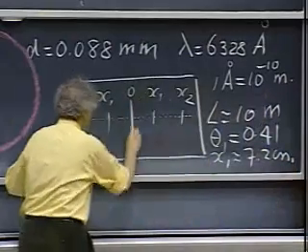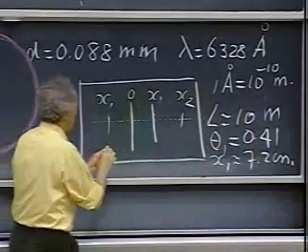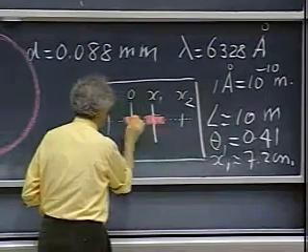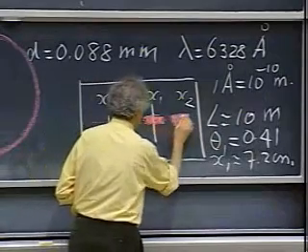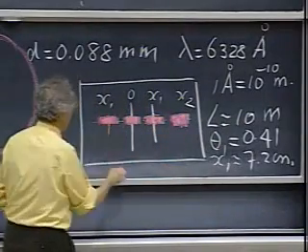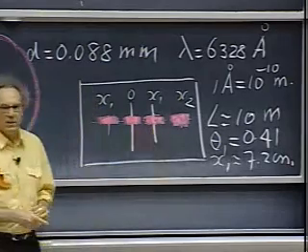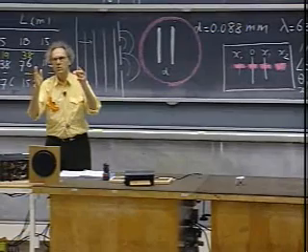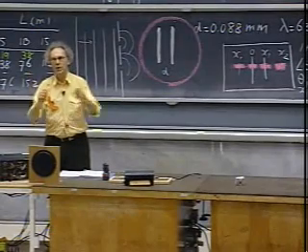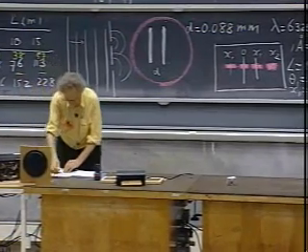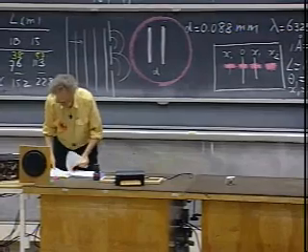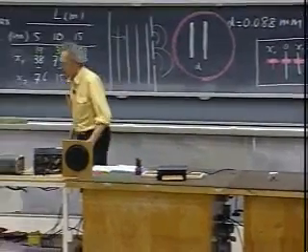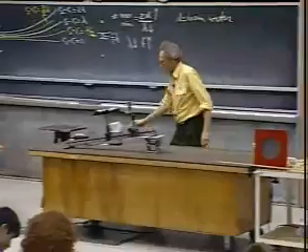So from here to here on the screen, from maximum to maximum, will be about 7.2 centimeters, and from here to here will then, of course, also be about 7.2 centimeters. And in between, you will see darkness. The light from the two sources, 180 degrees out of phase, and that will give you darkness. Let me turn on the laser.